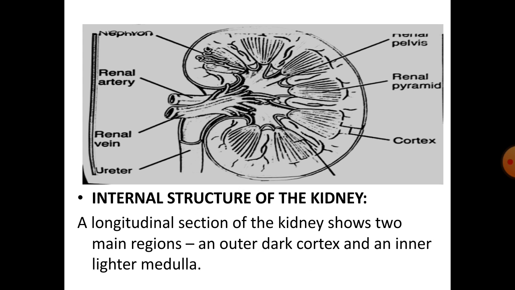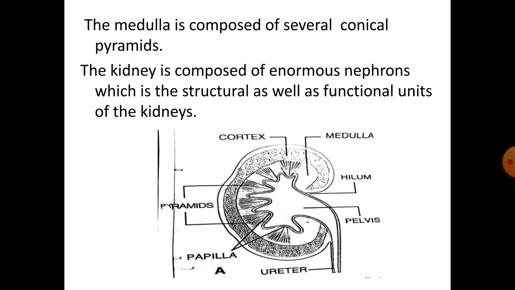And the kidney is composed of, you can see the nephrons here. The nephrons are also called uriniferous tubules. The nephrons are the functional unit as well as the structural unit of the kidney. So the kidney is composed of many nephrons or uriniferous tubules or renal tubules, or they are also called kidney tubules, and they are the structural as well as the functional unit of the kidney.